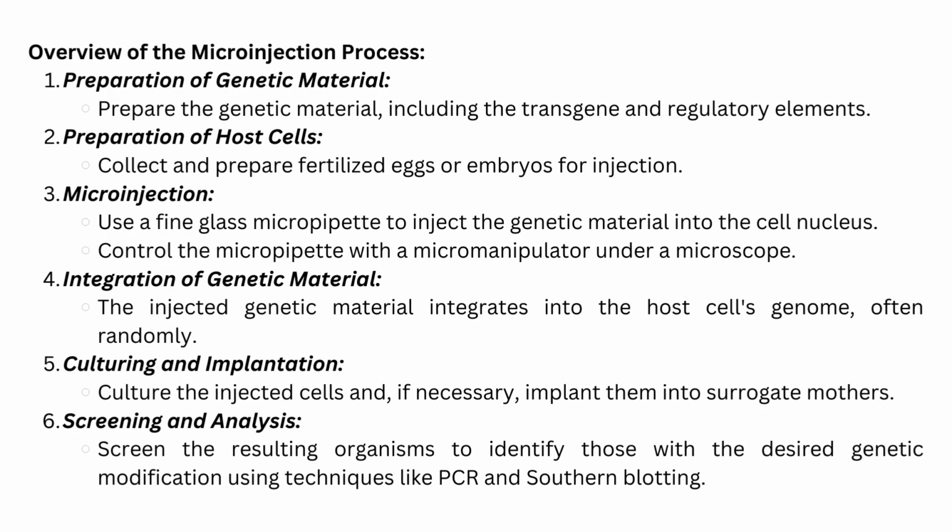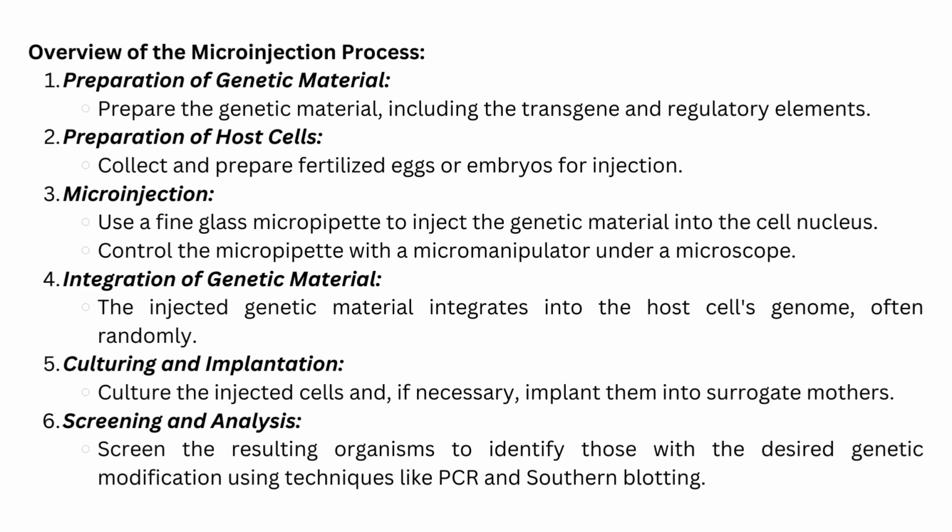Preparation of genetic material. Prepare the genetic material, including the transgene and regulatory elements. Preparation of host cells. Collect and prepare fertilized eggs or embryos for injection. Microinjection. Use a fine glass micropipette to inject the genetic material into the cell nucleus. Control the micropipette with a micromanipulator under a microscope.